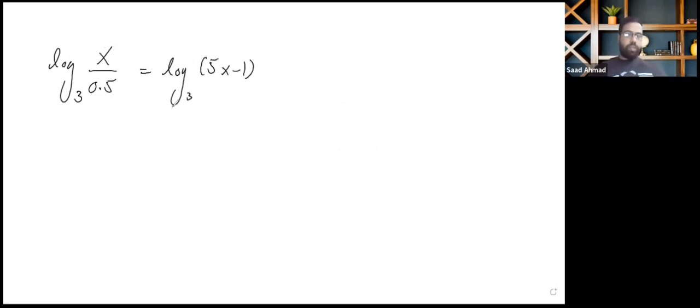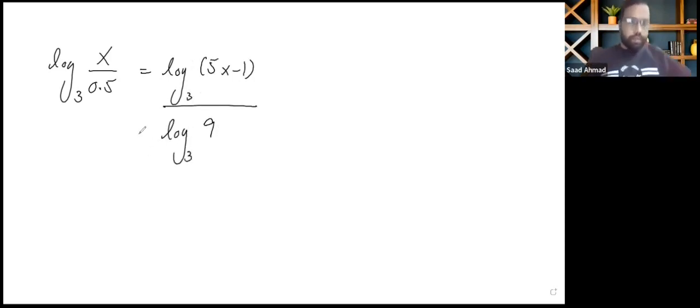x over 0.5 equals log base 3 of 5x minus 1 over log base 3 of 9. So let's start on both sides.